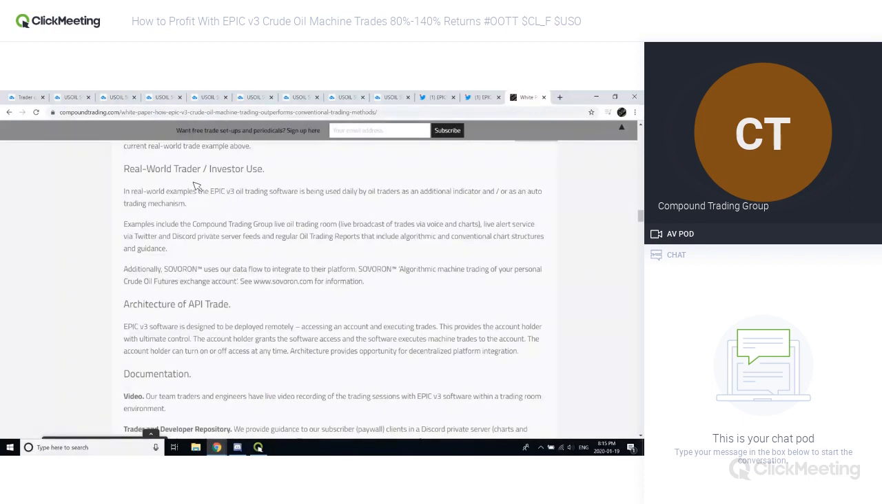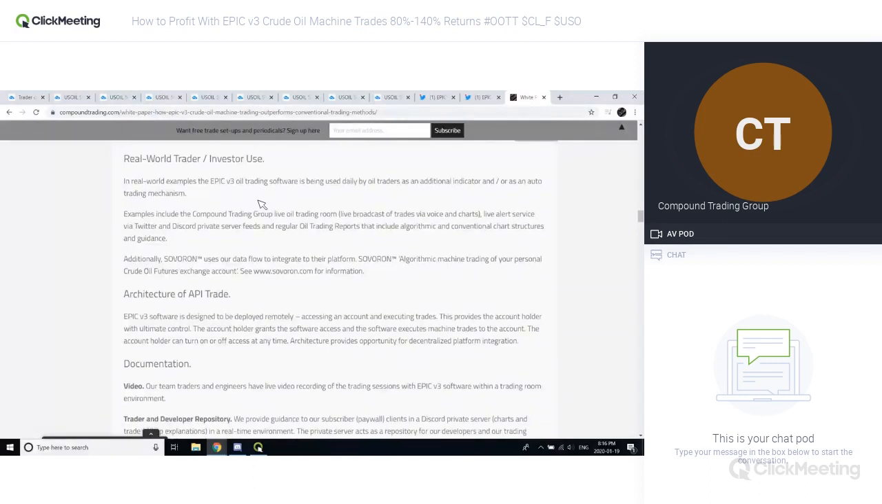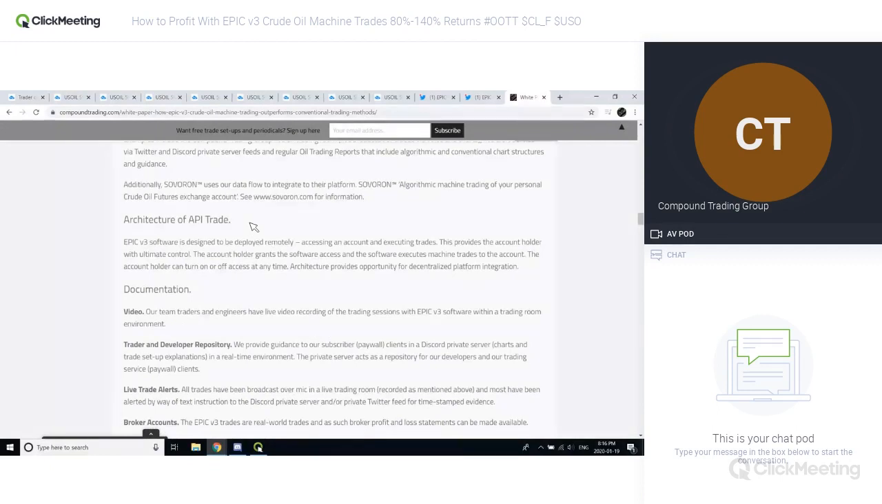Well, that's the reporting, the charting, the alerts, and that kind of thing. Other than that, if a trader doesn't want to trade themselves and they want software to do it for them, then they can email Sovereign. You just go to sovereign.com. The architecture that we built it on allows for it to be basically decentralized.